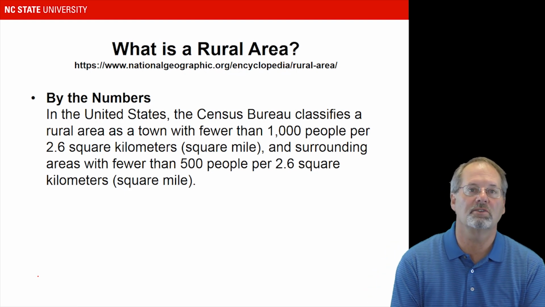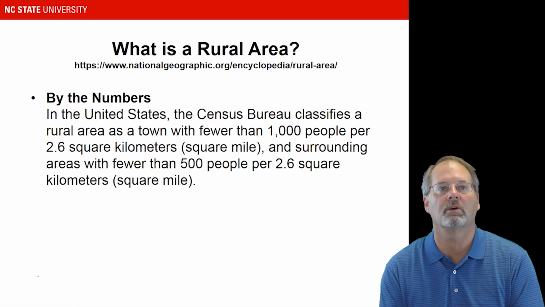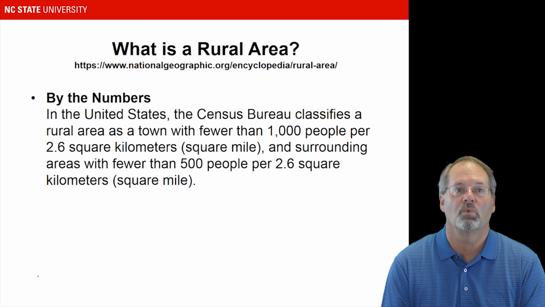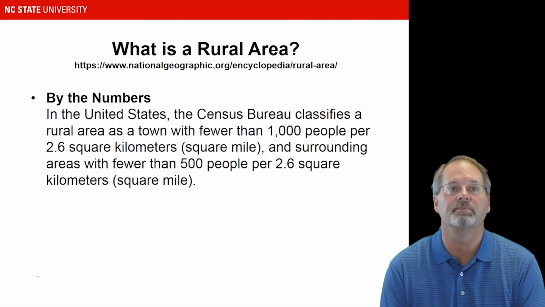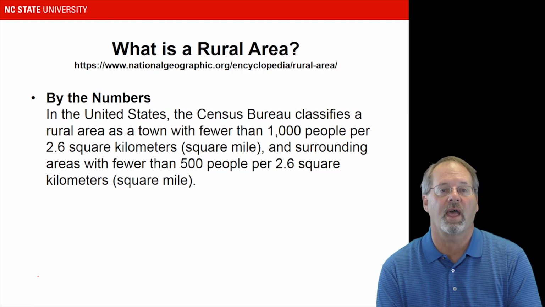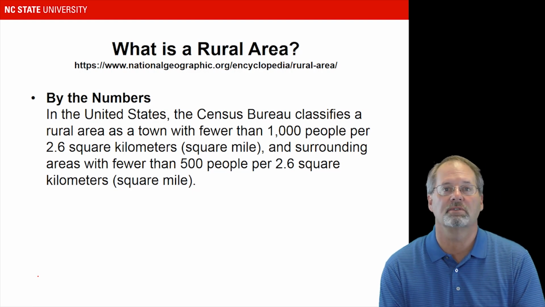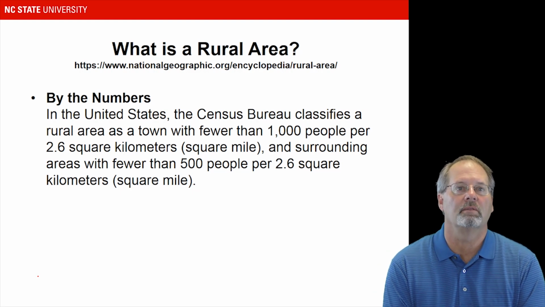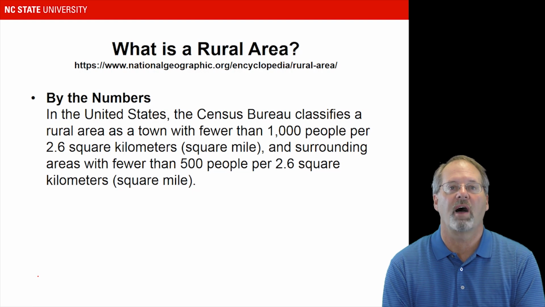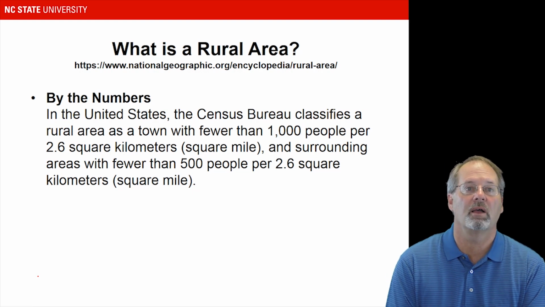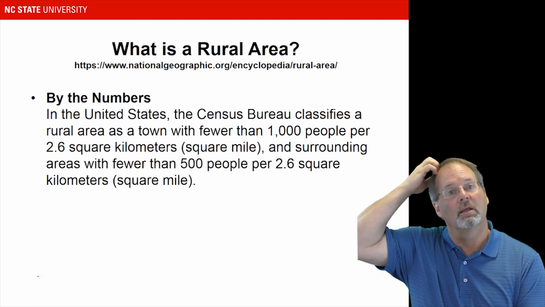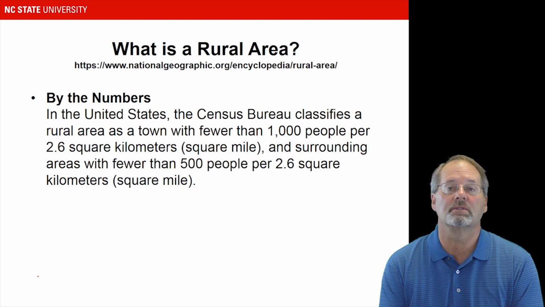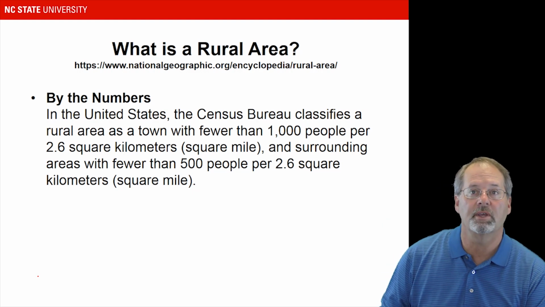Okay, first let's just talk about what we mean by a rural area. In general, what it means is that there's not a high density of population. And in fact, if you look at the Census Bureau, they have some numbers, like 1,000 people per square mile in the town, or 500 people per square mile or less in the surrounding areas. So what does that mean?